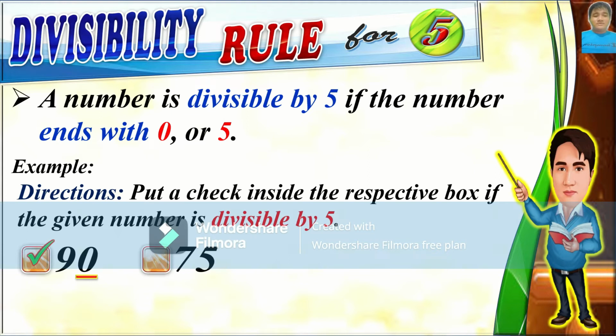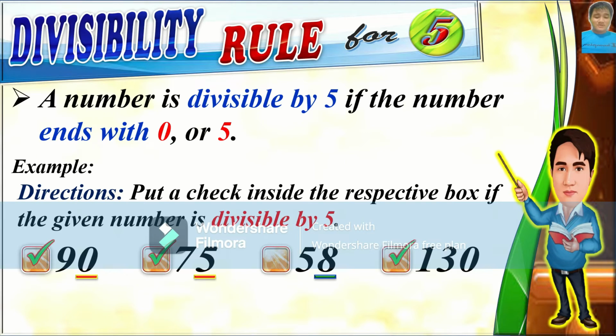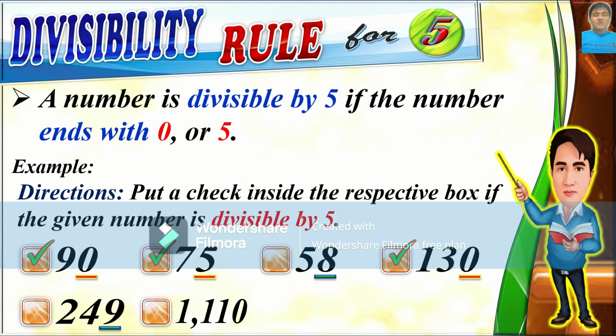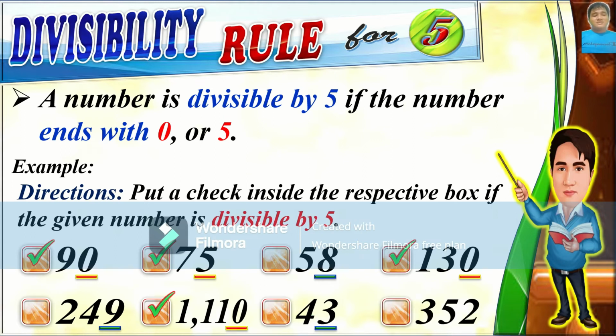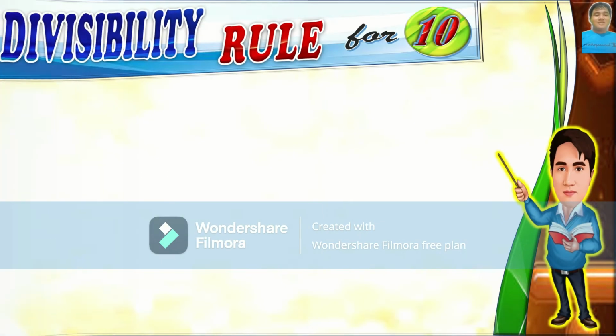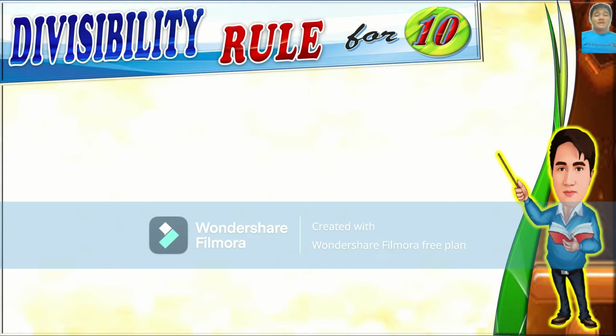Is 75 divisible by 5? Very good, yes, because it ends with 5. Next, is 58 divisible by 5? Okay, very good. No. Is 130 divisible by 5? Of course, yes. Is 249 divisible by 5? Of course not. Is 1110 divisible by 5? Very good, yes. Is 43 divisible by 5? Of course not. Is 352 divisible by 5? Of course not.